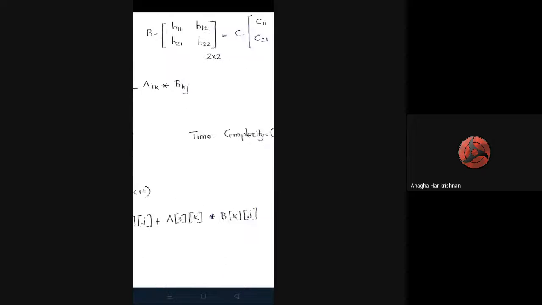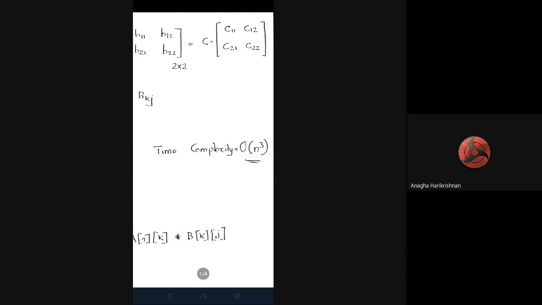Okay, you can note this code. If we perform the matrix multiplication in this way, the time complexity will be big O of n cubed. This is the time complexity for performing the matrix multiplication.